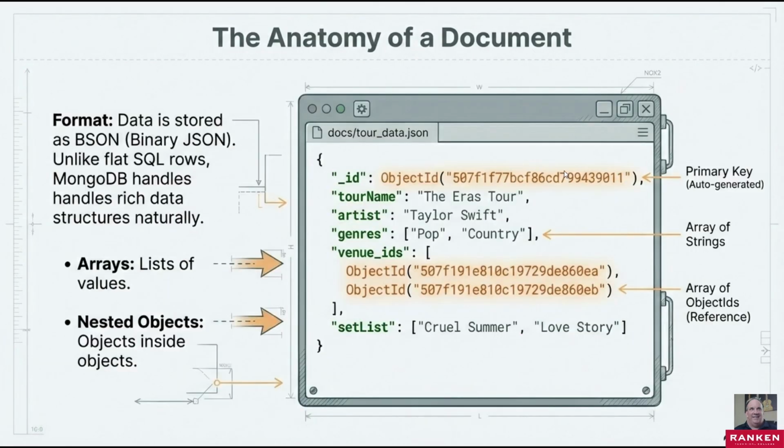So here's the anatomy of a document. In Mongo, data is stored as binary JSON, okay? So unlike flat SQL rows, Mongo handles rich data structures naturally. It's a little bit different than just regular JSON, but it translates very well to us using Express and React.